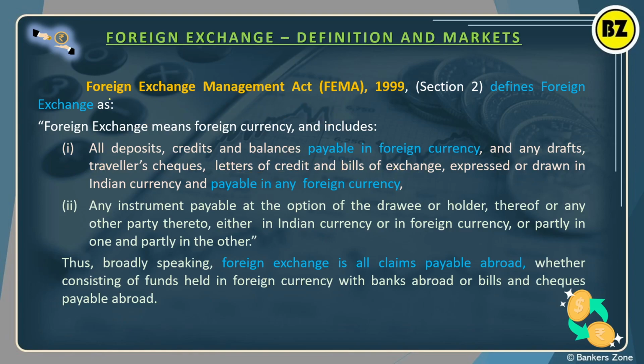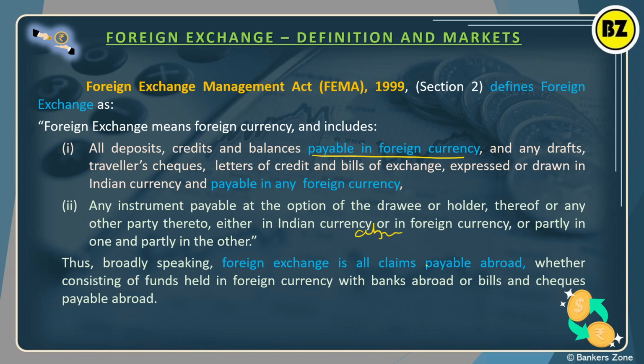So what does FEMA say? According to FEMA 1999 Section 2, it defines foreign exchange how? Whatever instrument we are having, that should be payable in foreign currency. First, or second, what? It should be payable abroad. Only two points you need to understand. First, it should be payable in the foreign currency, and second, it should be payable abroad.